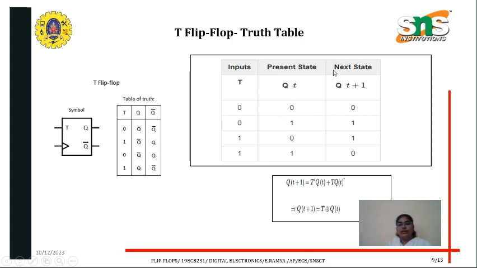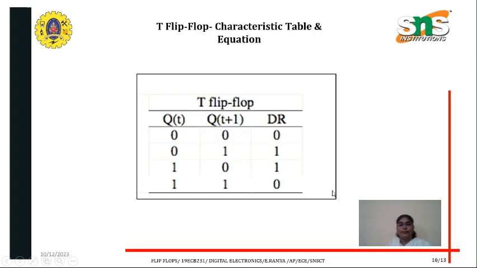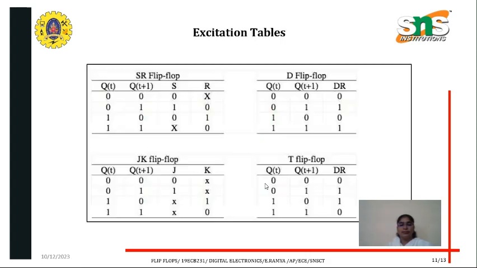So the truth table has input, present state, and next state. When my input is 0, Q of t is 0 and Q of t plus 1 is also 0. When my input is 1, Q of t is 1 and Q of t plus 1 is 0. So this is the characteristic equation of the T flip-flop. How can we get the characteristic equation of the T flip-flop? From Q of t and the next state, and the don't care conditions of the T flip-flop.